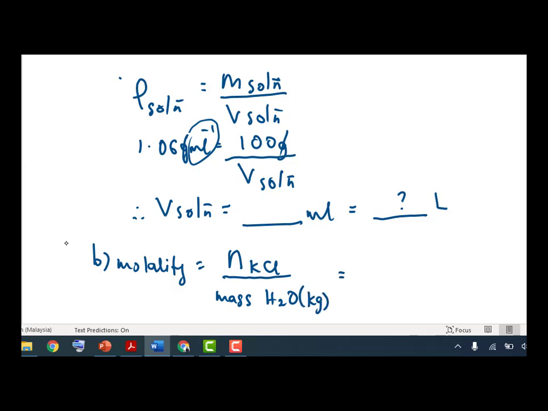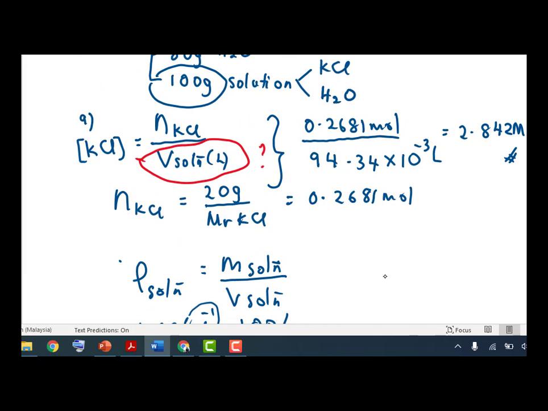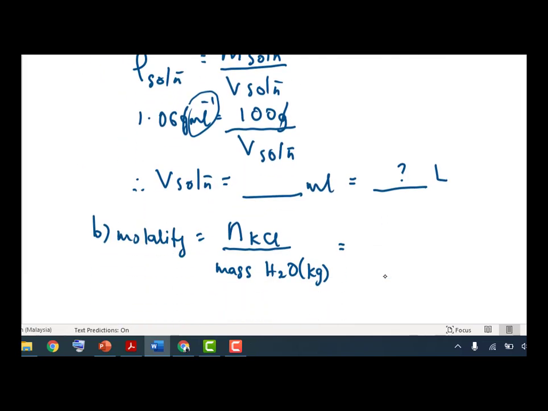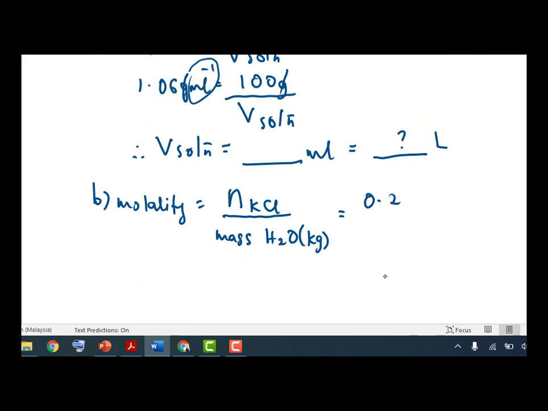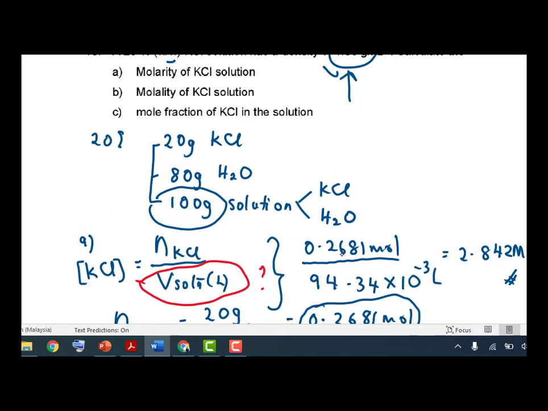Right. Do we have the mole of KCl just now? Yes, which is 0.2681. So insert it here. 0.2681 mole divided by the mass of water in kg. Just now, what is the mass of water? The mass of solvent is 80 gram. What to do with this 80 gram? To convert into kg.